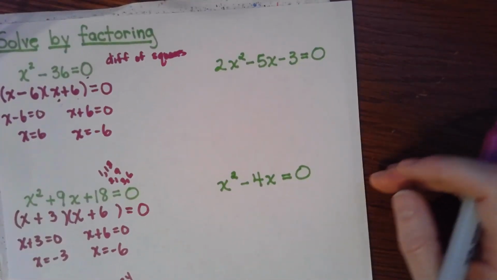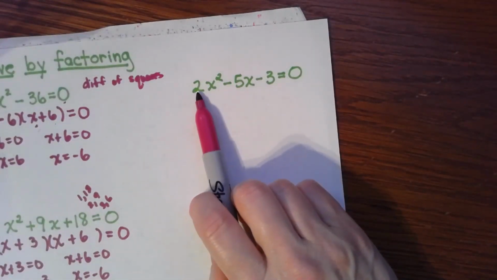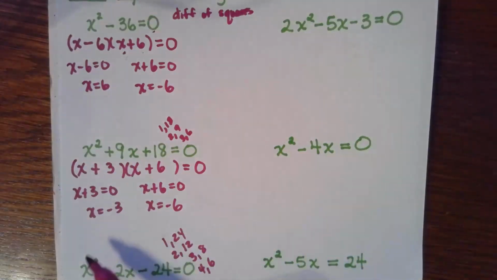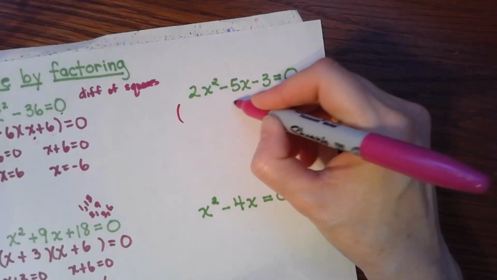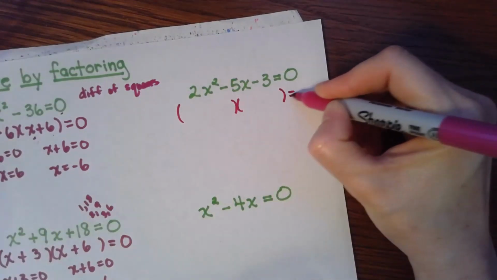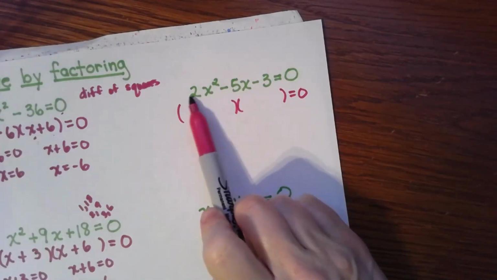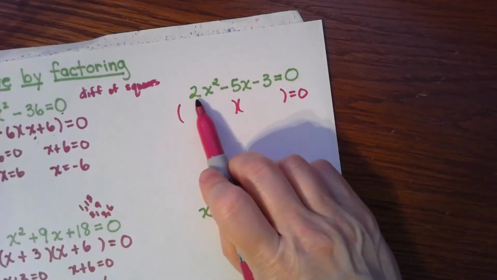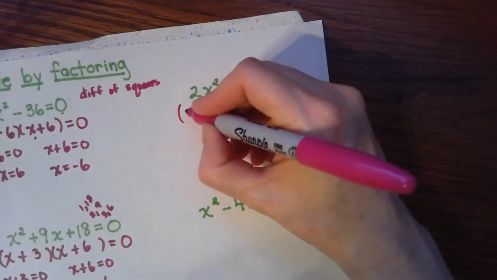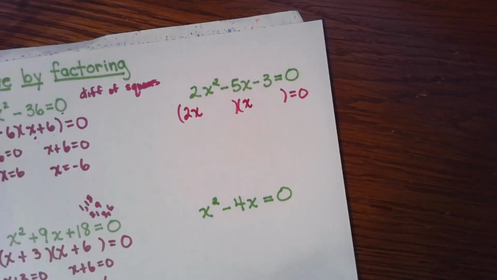Okay, the next one here is a little trickier because we have this coefficient and it's not just a plain old x squared like in these previous ones. Still a trinomial, so I still want to give myself two sets of parentheses. Okay, but this time I can't just put x and x, so I have to think about what would multiply to give me 2x squared. Well, 2 only has two factors, 1 and 2, so one of these must be 2x and the other one must be x.